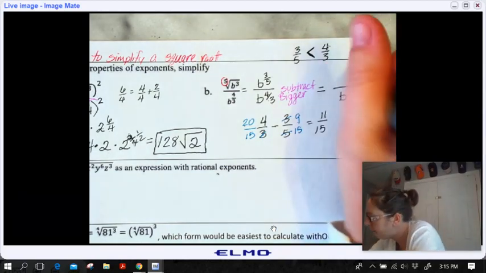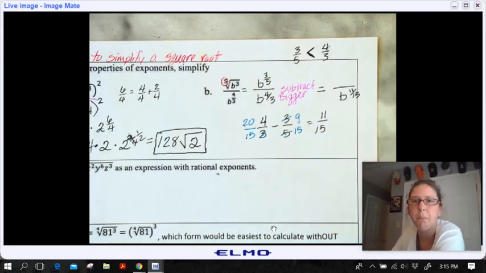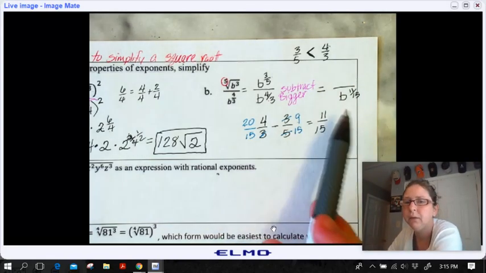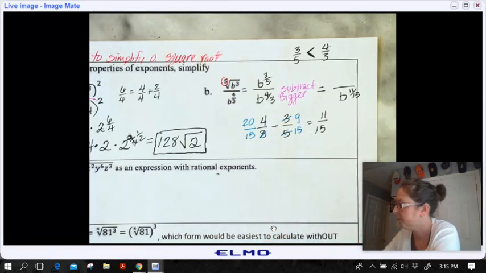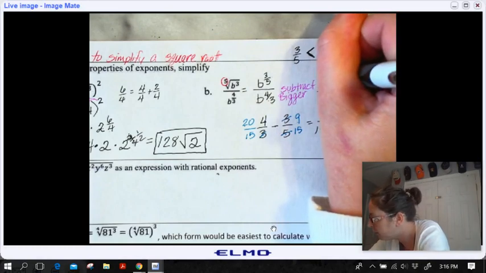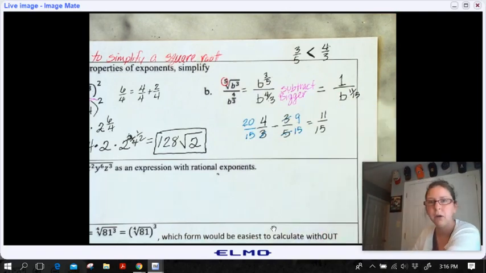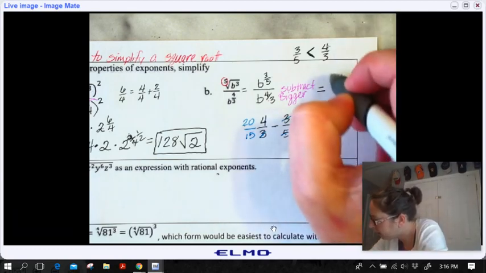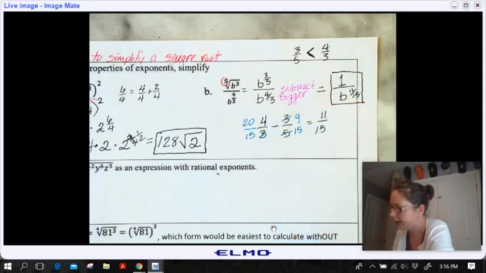So my b here is to the 11/15th power. Okay, now what do I put on the top of the fraction? I got to have something there. So I'm just going to put 1 as a placeholder. Okay, because I did this minus that, and it ended up on bottom so that it could remain positive. And then let's box in this final answer. Alrighty.